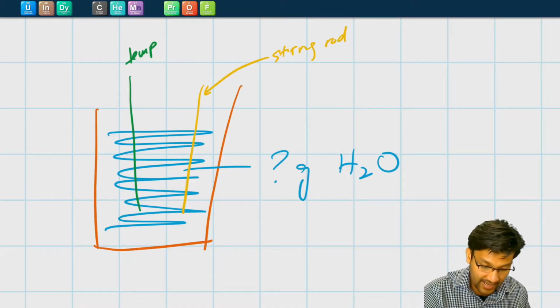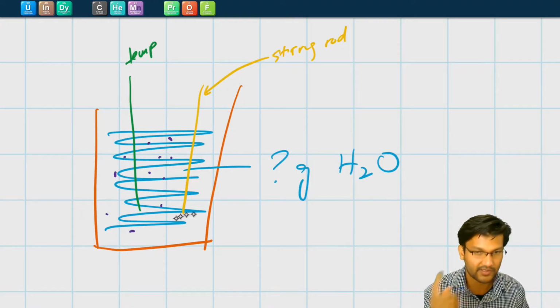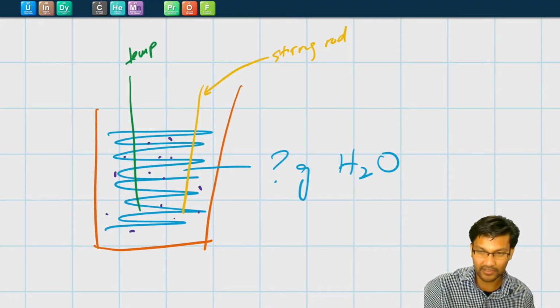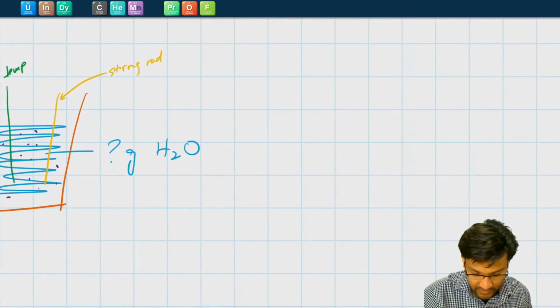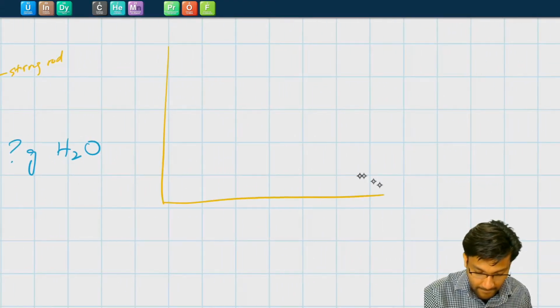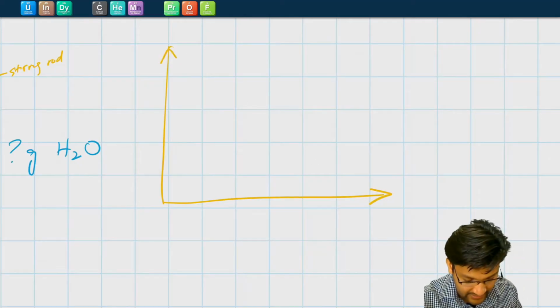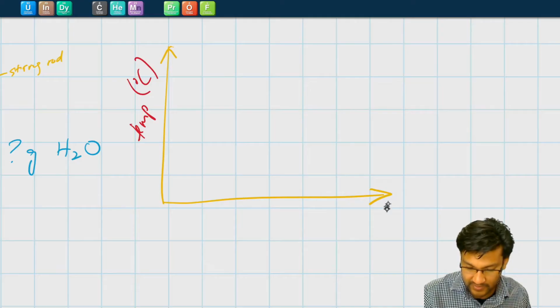And then we're going to add our solid salt in here to dissolve as we stir. And then we're going to check how the temperature changes on our computer. So if you imagine this is our computer readout, our temperature will be on our y-axis in degrees Celsius, and on the x-axis will just be time.